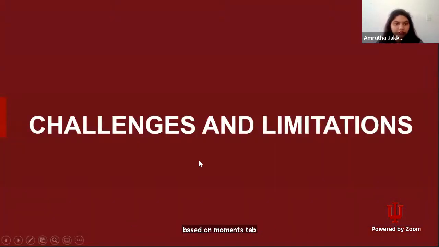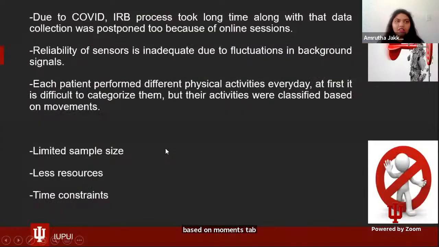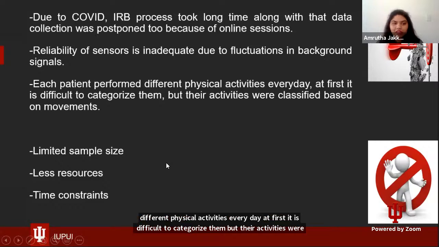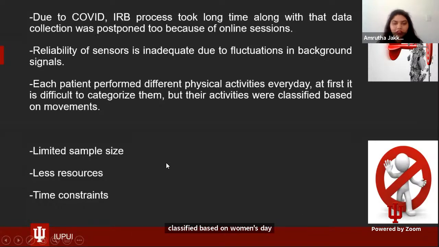Challenges and limitations. Challenges include that, due to COVID, the IRB process took a long time, and data collection was postponed because of online sessions. Reliability of sensors is inadequate due to fluctuations in the background signals. Each patient performed different physical activities every day. At first, it was difficult to categorize them, but their activities were classified based on movements in the end. Limitations include limited sample size, fewer resources, and time constraints.